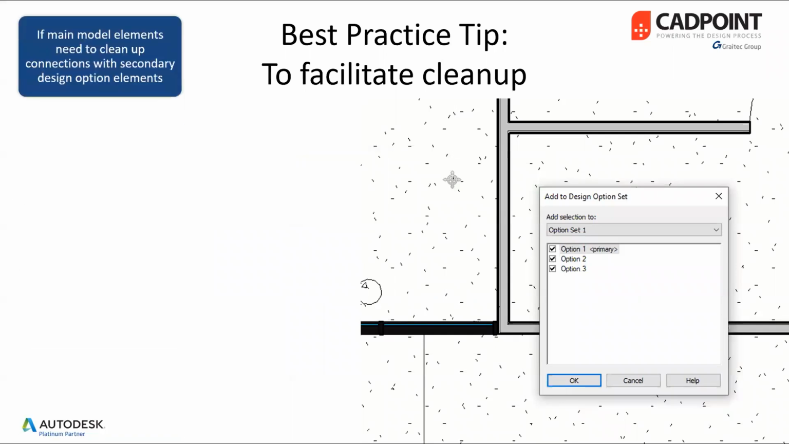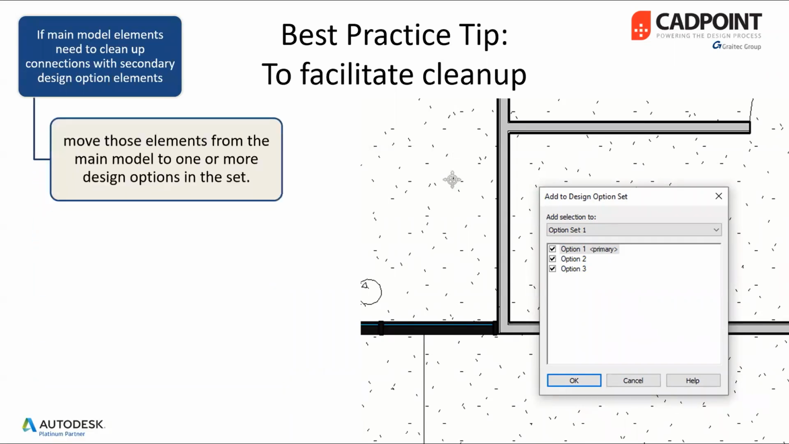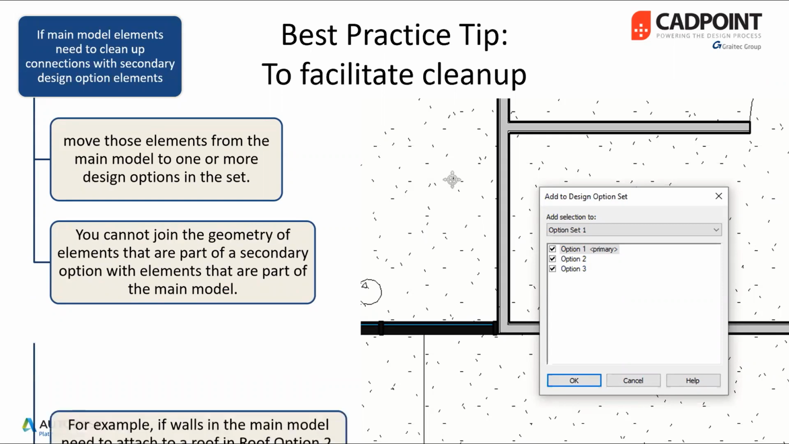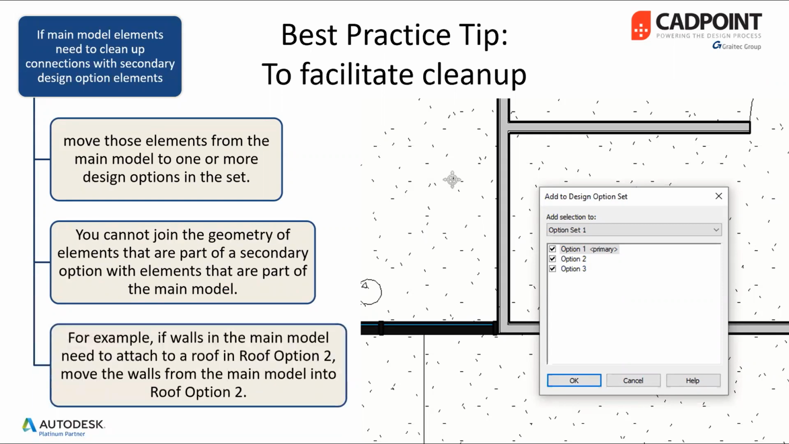If main model elements need to clean up connections with secondary design option elements, move those elements from the main model to one or more design options in the set. You cannot join the geometry of elements that are part of a secondary option with elements that are part of the main model. For example, if walls in the main model need to attach to a roof in roof option 2, move the walls from the main model into roof option 2.